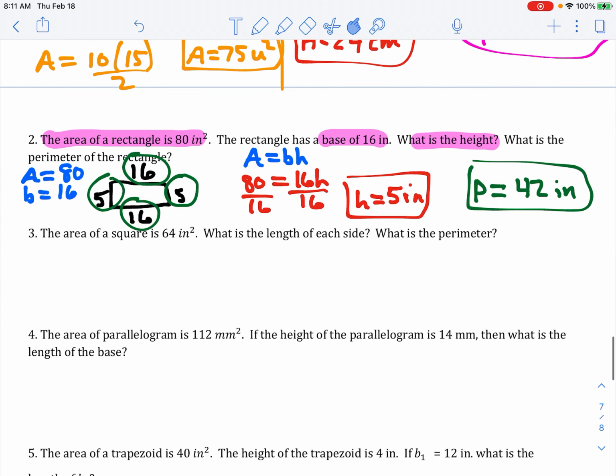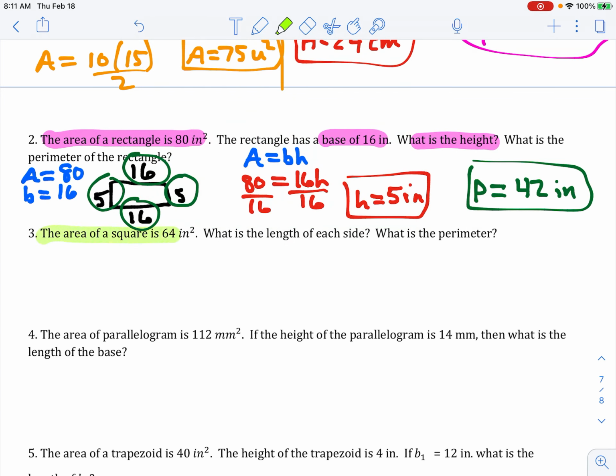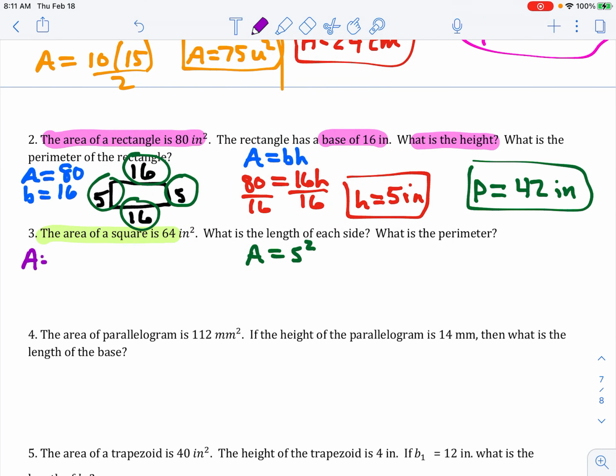All right, let's go ahead and look at another example. Let's switch to a new color. The area of a square is 64. So I'm thinking area of a square, so I'm thinking side squared. So far, I know that they told me that capital A is 64. It wants us to find the length of each side first. Well, if A is 64 and I need to find one of the sides, I need to solve 64 equals S squared. If I square root both pieces, it tells me that S is equal to 8.